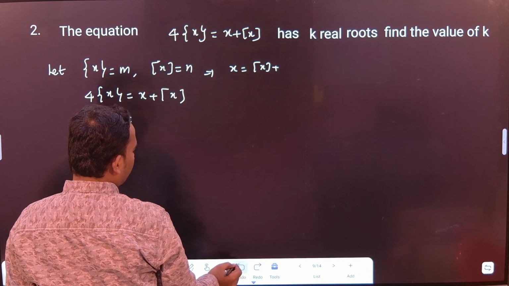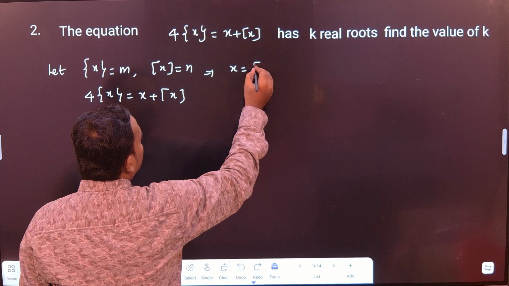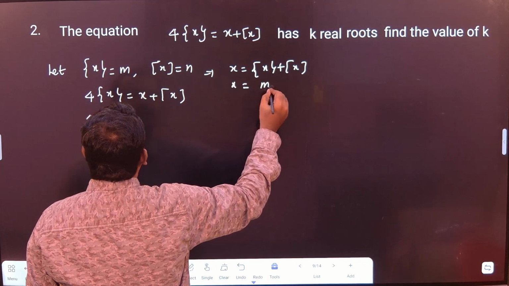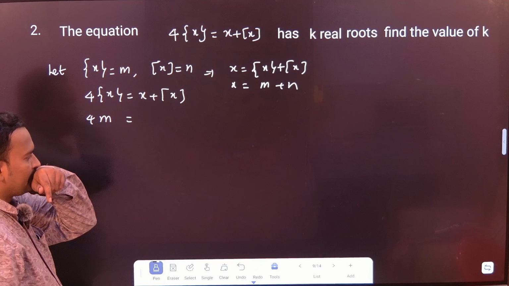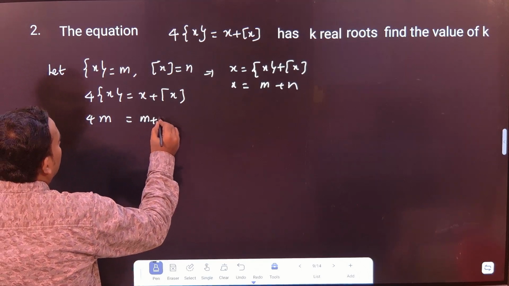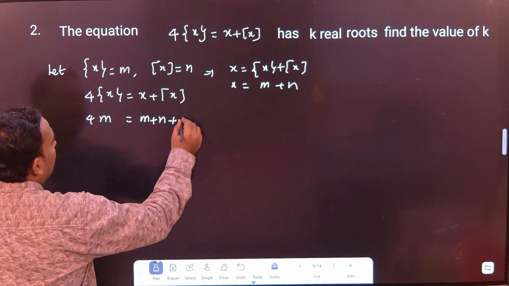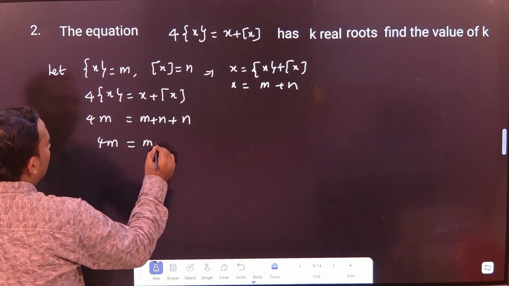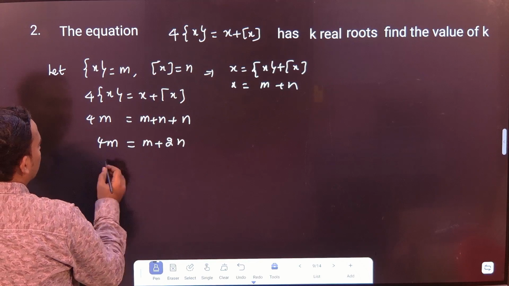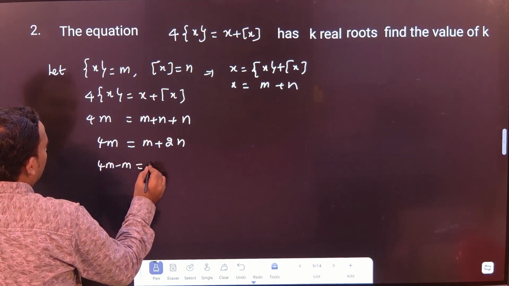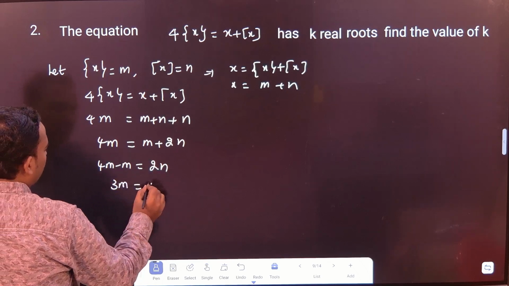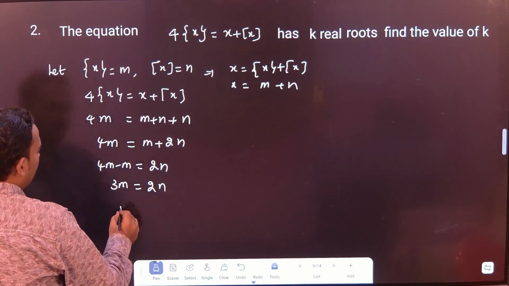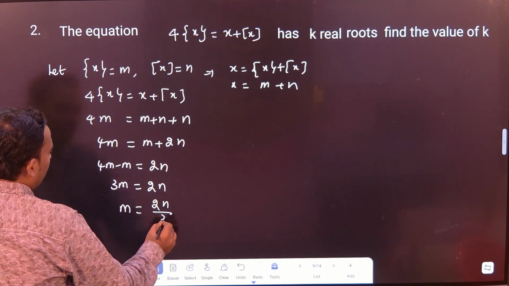Okay, so you can rewrite this. The fractional part function plus the greatest integer function, x is equal to m plus n you can write. Just replace m plus n here. The greatest integer function of x is n, right? Now you can simplify this. 4m is equal to m plus 2n. So 4m minus m is equal to 2n, so 3m is equal to 2n, right? I hope everyone understands. So we need m in terms of n, 2n by 3 you'll get.